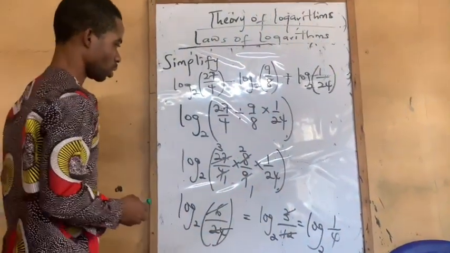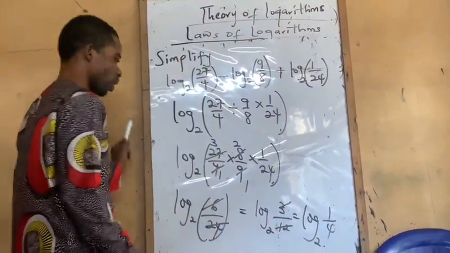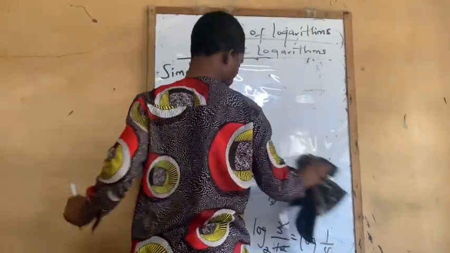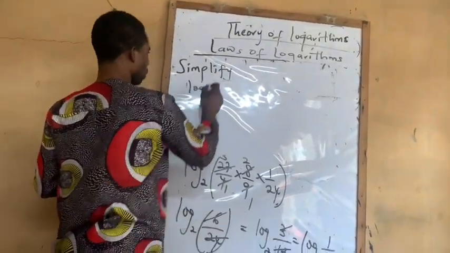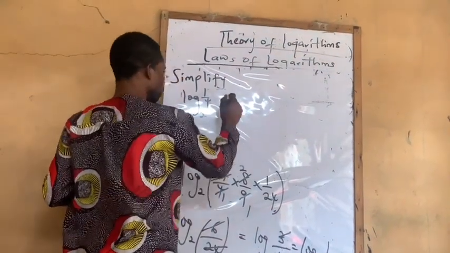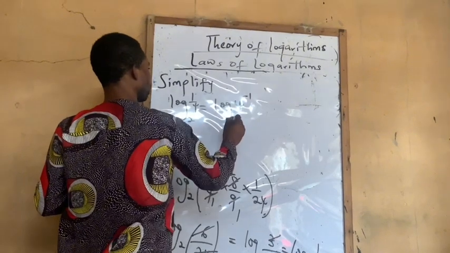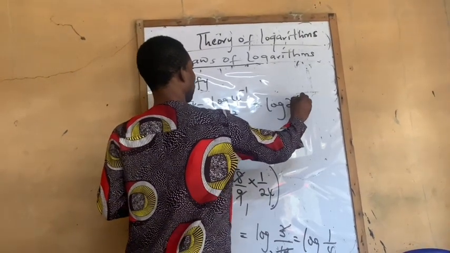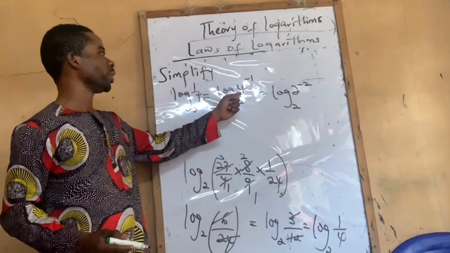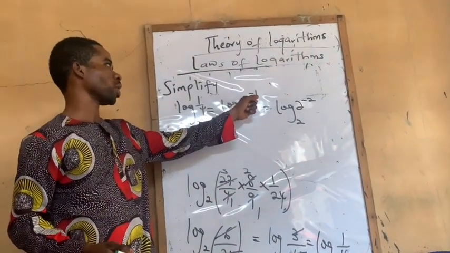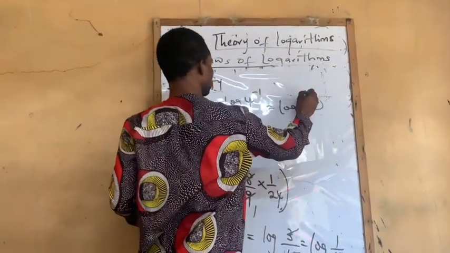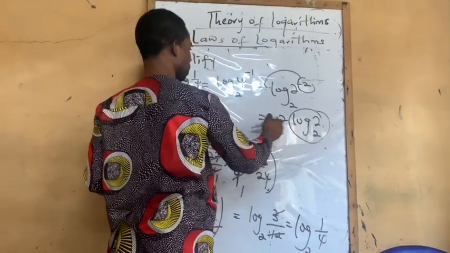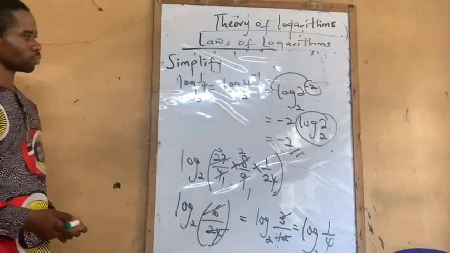Now, if I have log of 1 over 4 base 2, how would I express the final answer? Log of 1 over 4 is log 4 with minus 1 raised, and when you raise it up, it carries minus 1. So that is log 2 raised to power minus 2 base 2. If we change 4 into index, that is 2 raised to power 2, but because of the minus 1 here, it becomes minus 2. So you bring this to the back: minus 2 times log 2 base 2. Log 2 base 2 is 1, and 1 times minus 2 is minus 2. So that is the answer for that.